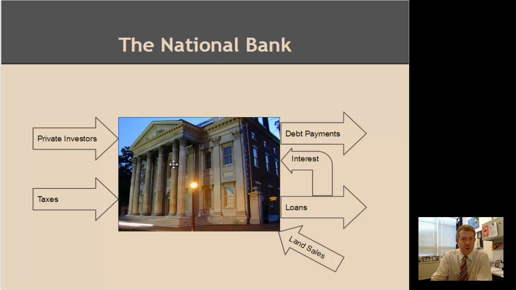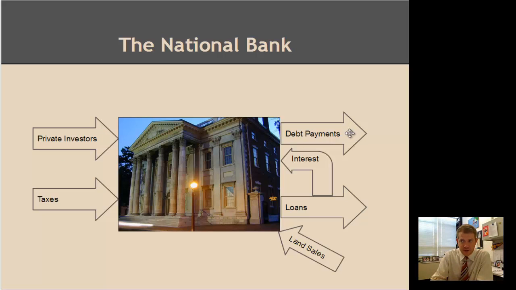The money that the National Bank would have would come from taxes, so this is money coming in, or private investors. And he loved this idea because he thought if wealthy Americans invested in the Bank of the United States, then they would have a stake in seeing this country survive. He thought that would bring the elite to support this government. So this is money coming in.